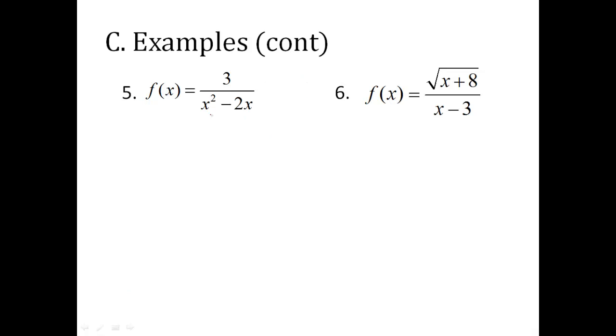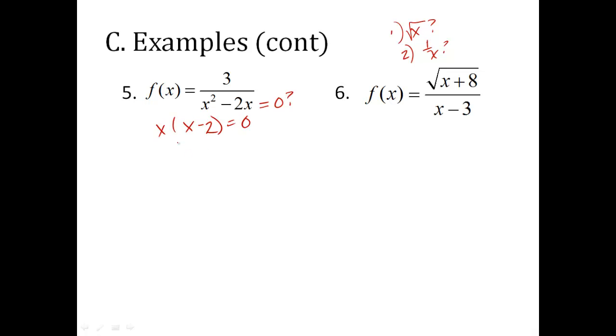Okay, look at this one. Remember, the first question is: is x in a radical, or is x in the denominator? It's not in a radical in this one. It's in the denominator though. So I need to figure out where this denominator equals 0. So I'm going to solve this for x. There are 2 x's here, so I'm going to factor out an x. So I get x times x minus 2 equals 0.